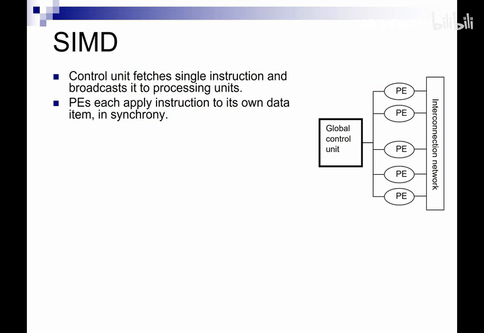We can draw a diagram for that where we have a global control unit. This is getting an instruction from memory, and then it's sending the same instruction to all of the processing units. Each of these processing units is going to execute the same instruction, but on a different piece of data. And the processing units are executing synchronously, meaning they do the instruction at the same time.